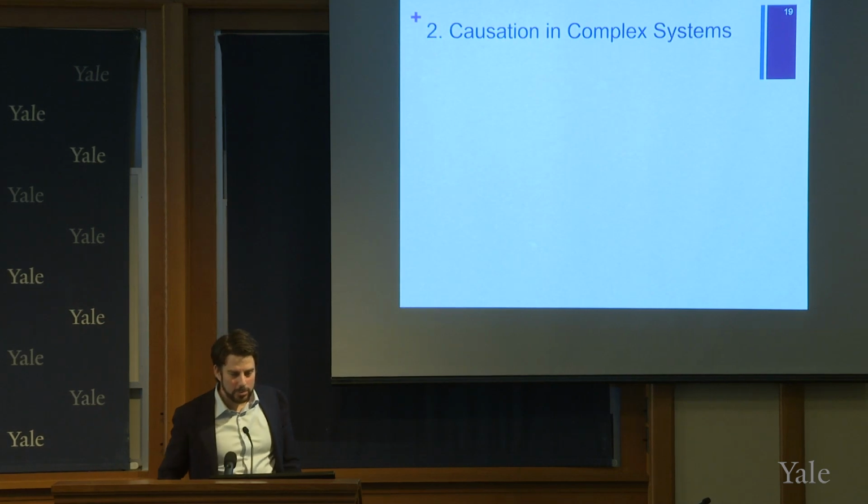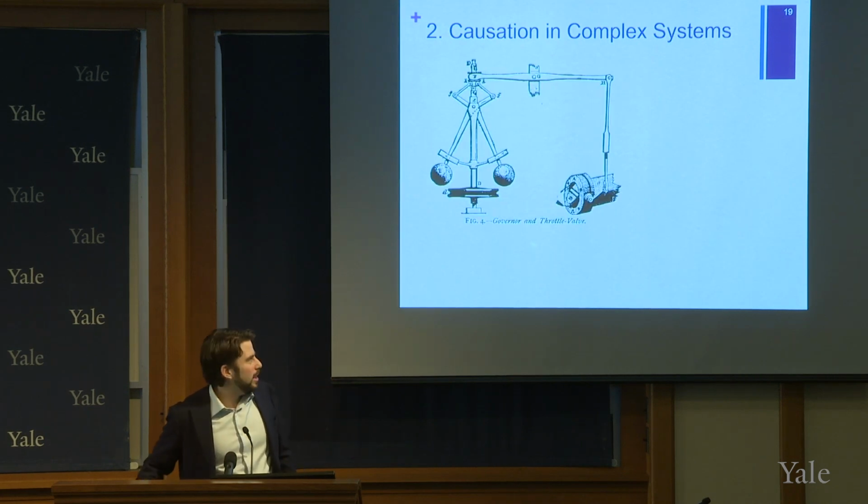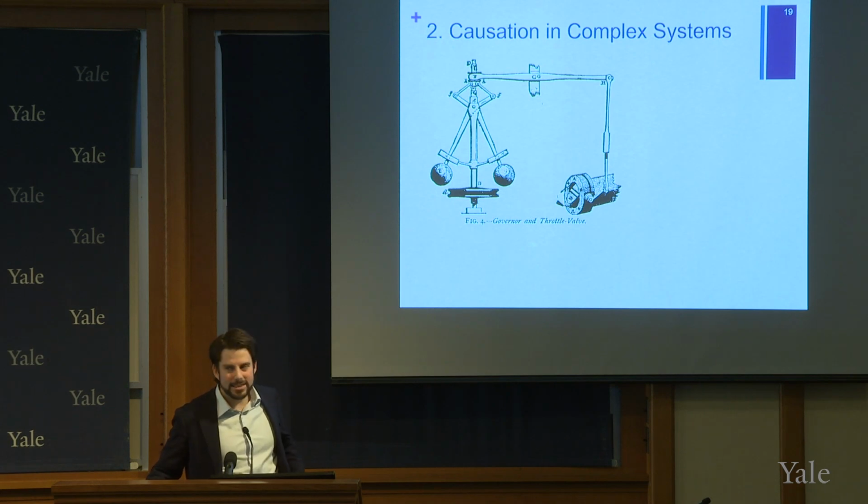Something else, this is more on the modeling side. There are lots of debates about causation in complex systems. And here I'm just going to quickly illustrate, again without giving the details, how we can use these types of models to really think about some standard complex systems. One that gets talked about a lot, especially in cognitive science, is the Watt governor. This is a device for regulating the speed of steam engines.